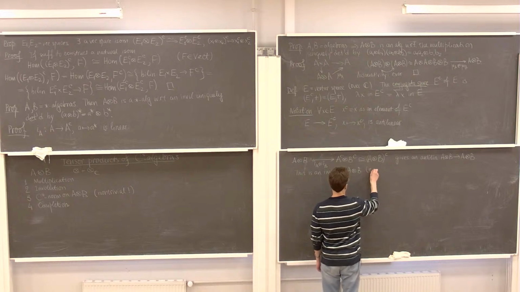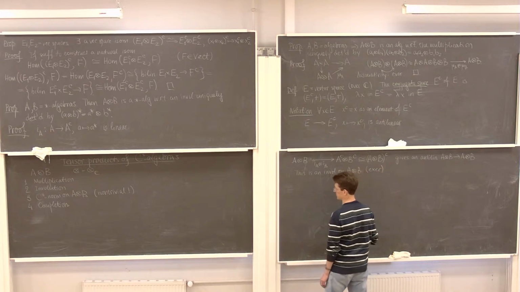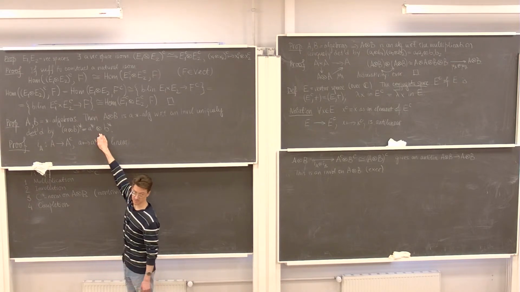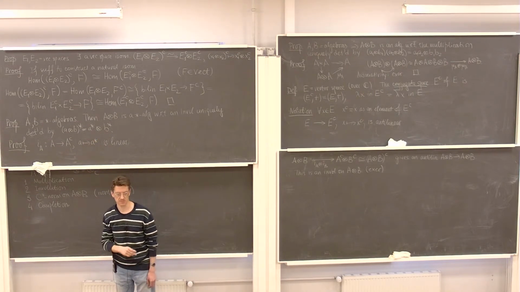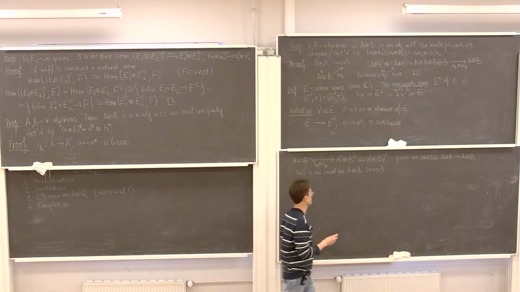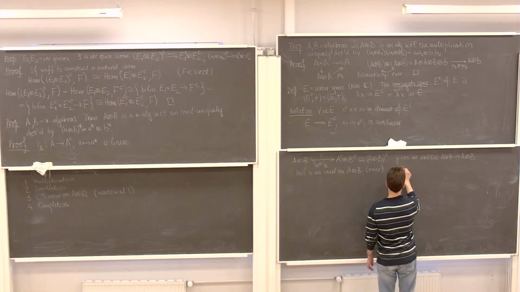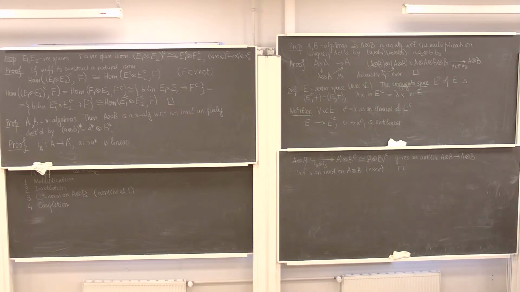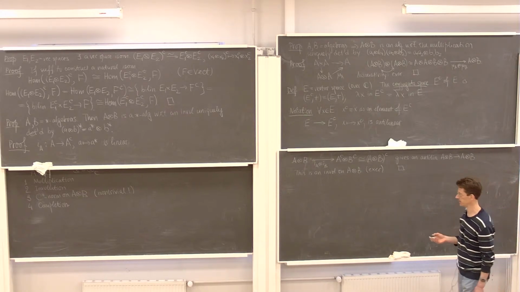This is a simple exercise because basically everything follows from this formula and from the fact that A tensor B is spanned by elementary tensors. Okay, so we see that the tensor product of two star algebras is also a star algebra in a natural way.